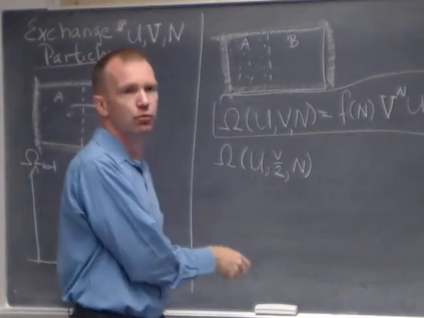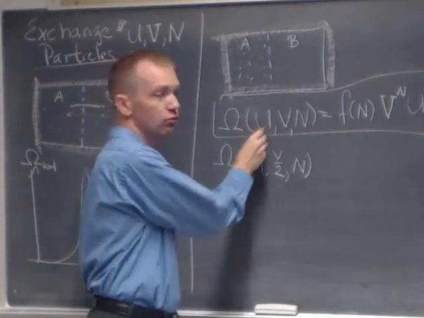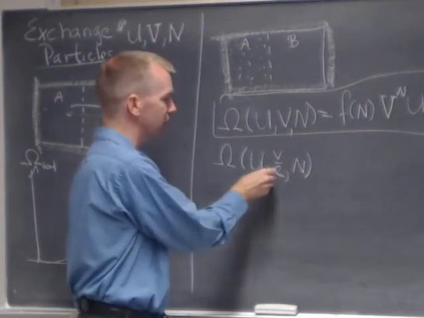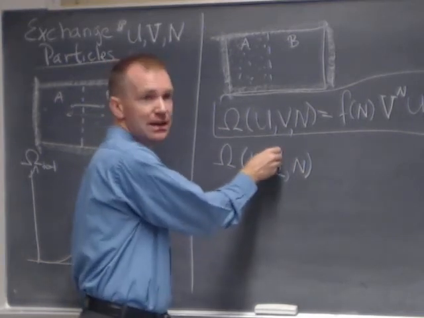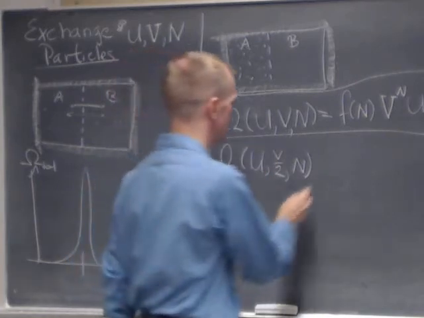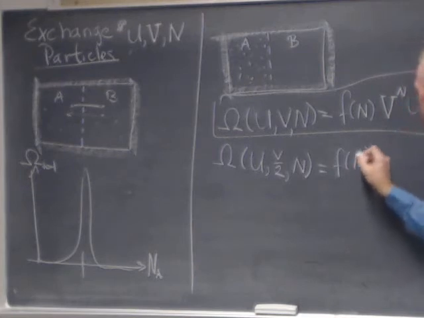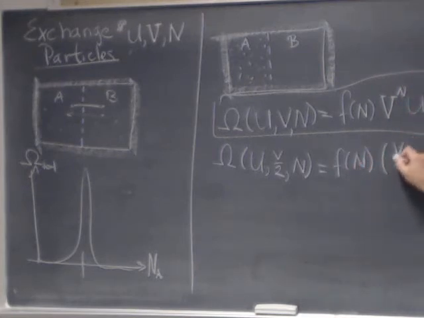See, in general, we just label the energy by U, and we label the volume by V, and we label the number by N. But what if the volume is some amount V over 2? Okay? So that's f of N, V over 2 to the Nth power, U to the 3N over 2 power.